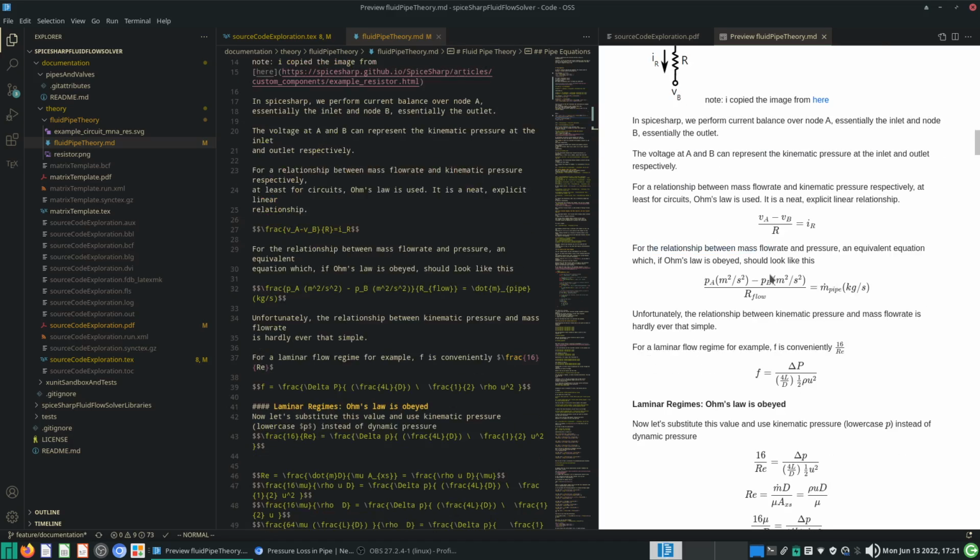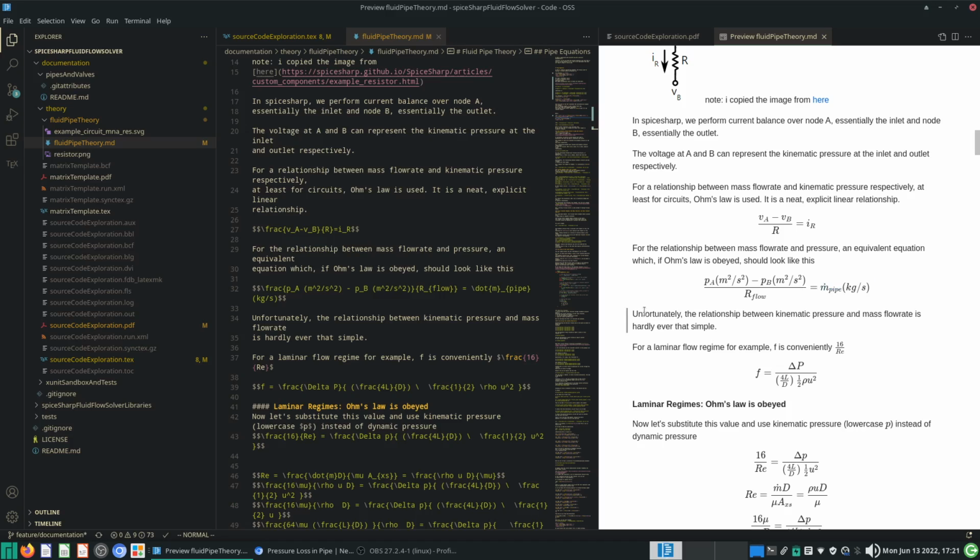If we were to substitute the voltage for kinematic pressure the way we saw before, voltage at A becomes kinematic pressure at A. I have not included height or anything down here, so this is still incomplete. You have to include and throw in the elevation there somehow. The pressure at A minus the pressure at B, the kinematic pressure at A and B, I put the units there so that there's no confusion, equals the mass flow rate divided by the flow resistance of the pipe.